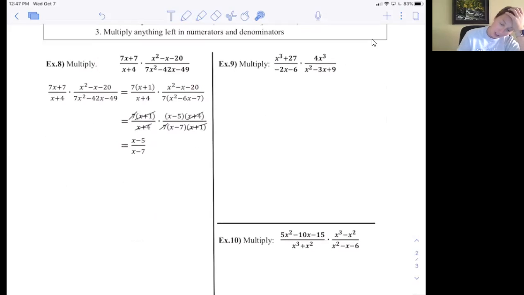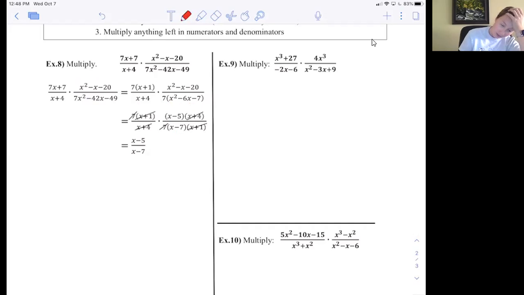So starting at the 7x plus 7, they saw they could take a 7 out. So then they're left with x plus 1. And then x plus 4, we can't simplify at all. Now here, this x squared minus x minus 20, let's see, you can factor that to be x minus 5, x plus 4. And then here, they took out a 7 first, so they were left with x squared minus 6x minus 7. And then this in here, you can factor even more to x minus 7 and x plus 1.